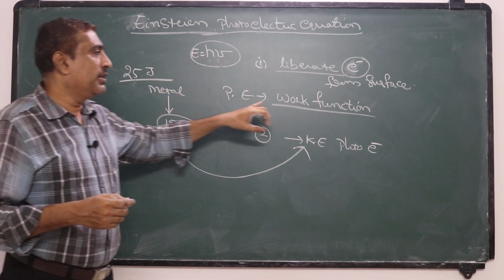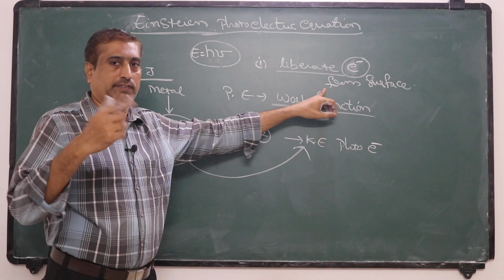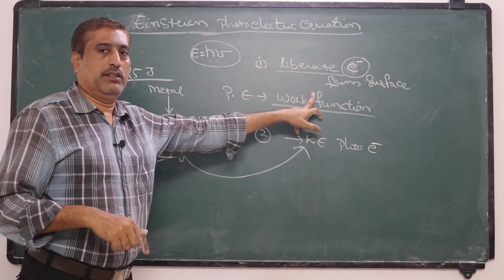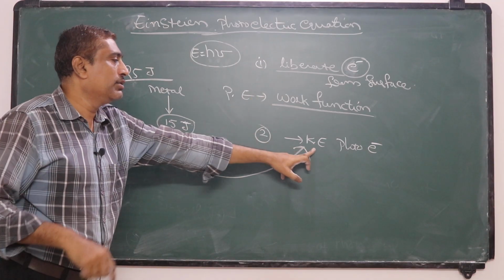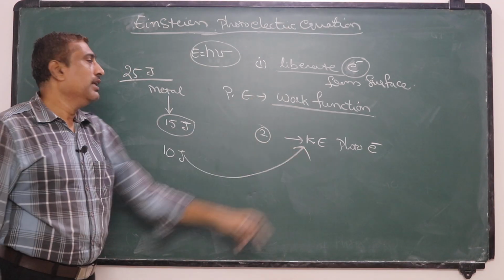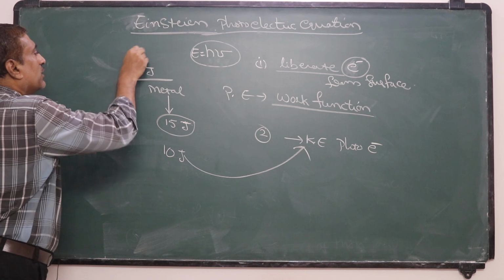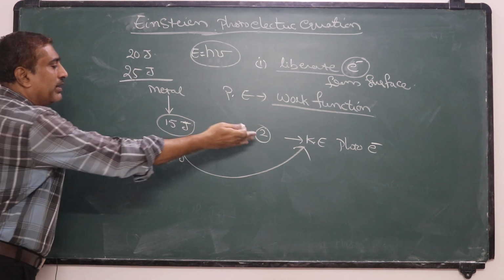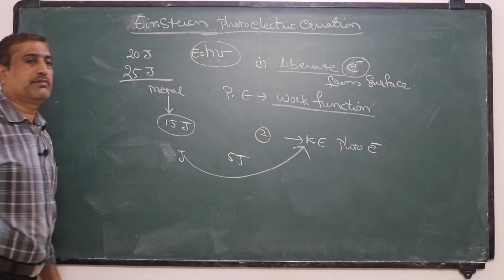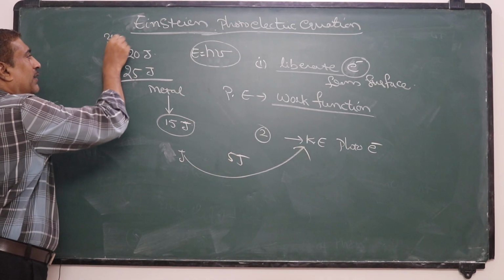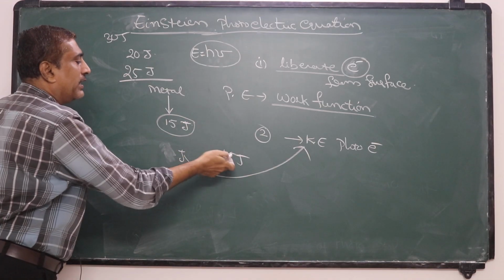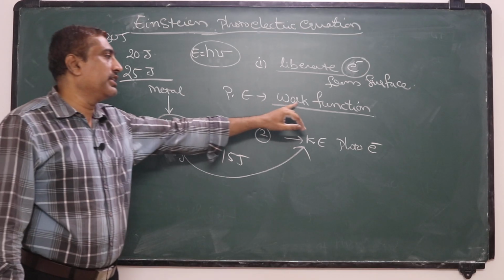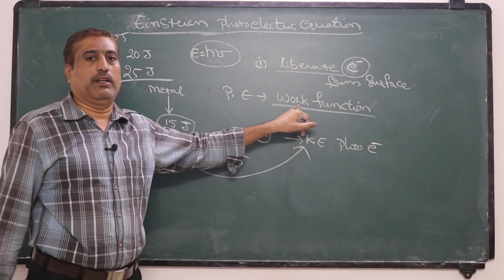Okay. So when a photon of energy h nu is incident on the metal surface, the minimum amount of energy required to liberate an electron from the metal surface is the work function, and that amount of energy is used to liberate the electron, and the remaining energy goes to the kinetic energy of the electron. Suppose if 20 joule energy is incident on that, then the kinetic energy will become 5 joules. If it is 30 joule, then kinetic energy becomes 15 joule. And this 15 joule, which is the work function, remains constant for a metal.